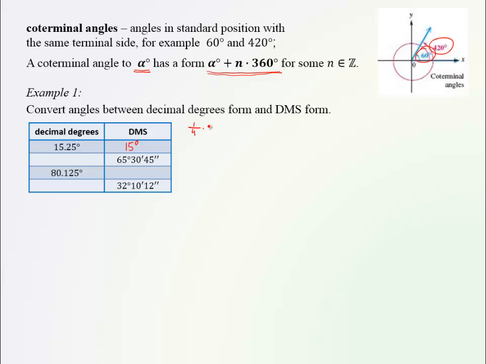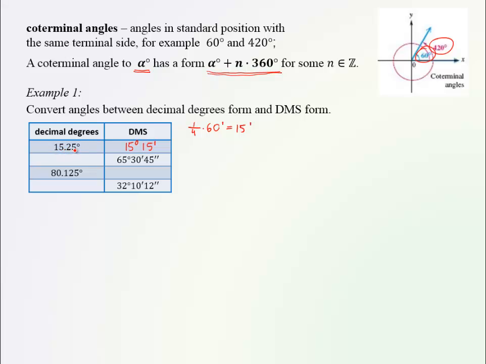of 1 degree, but 1 degree is 60 minutes. So that's 15 minutes. So that wasn't too difficult. It's 15 degrees and 15 minutes. However, sometimes this ending could be a lot harder to do.